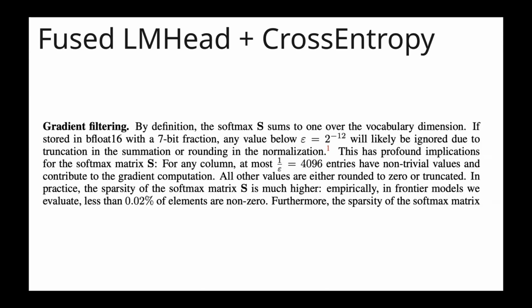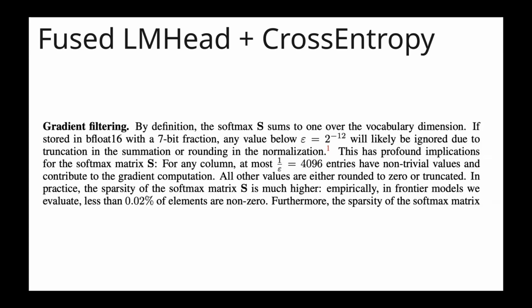for the computation. And when you compute the softmax, you do the summation in order to compute the numerator. So we know that any value below some constant, which is 2 to the power of minus 12, will likely be ignored due to truncation in the summation or rounding into normalization. That's exactly what I have shown here on this slide. And what this means is that most of the entries in the vocabulary will not contribute to the gradient computation. They will not update anything.